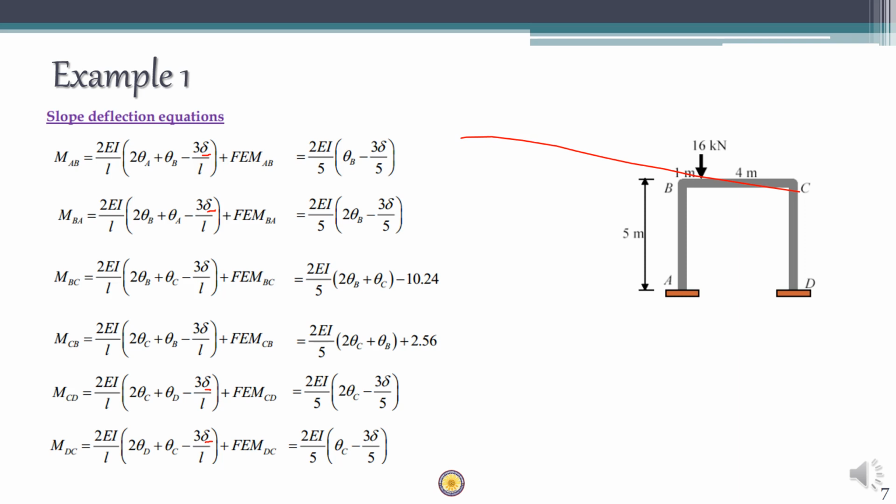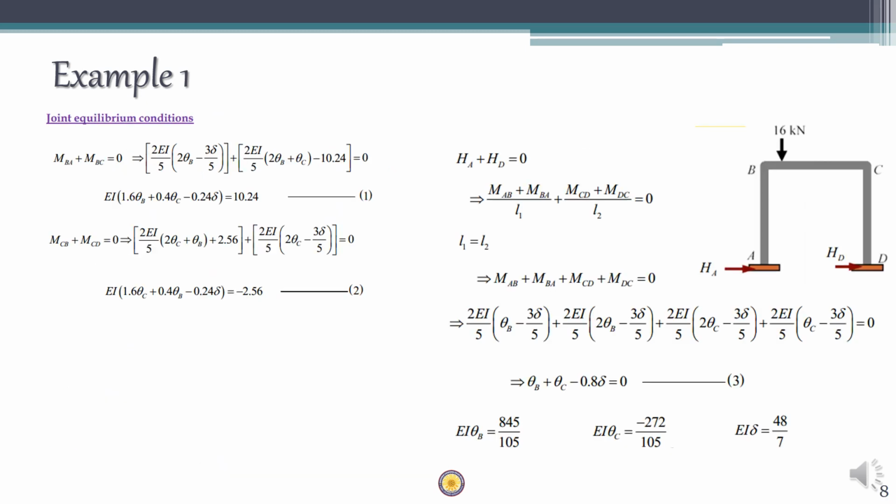So substituting, theta A is equal to 0, theta D is equal to 0, delta is unknown, theta B is unknown, and theta C is unknown. And also substituting the FEM values, we have different equations for our support moments MAB, MBA, MBC, MCB, MCD, and MDC. Okay, so you have to write it down. So if you want to find out all these support moments, theta B is unknown, theta C is unknown, and delta is unknown. Okay, so we want 3 additional equations. Let's see what equations we are going to find out.